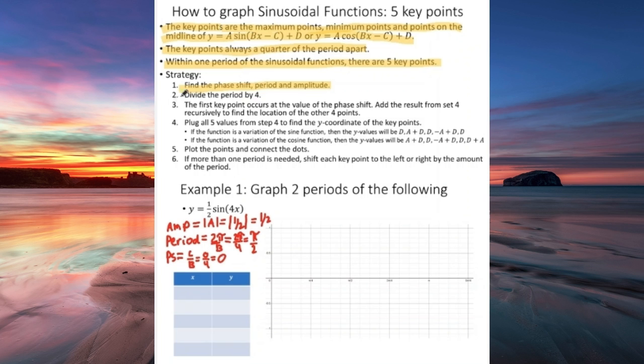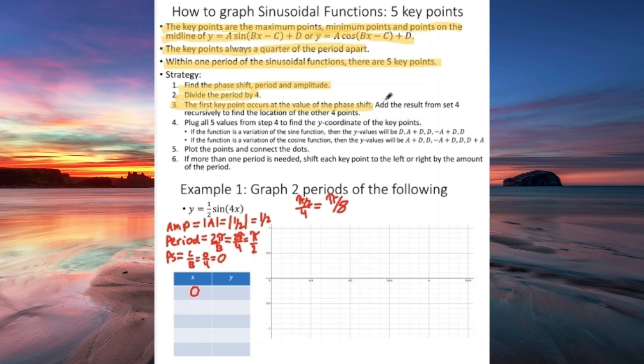Now that we finished step 1, step 2 is to take our period and divide by 4. This is because our key points are separated by a quarter of a period. Our period we found before was pi over 2, and if we divide that by 4, we get pi over 8. Now that we know how far apart our key points should be, we can now start finding our key points in step 3. Our first key point is going to occur at the value of our phase shift. Since our phase shift was 0, our first x-coordinate of our key point is going to be 0.